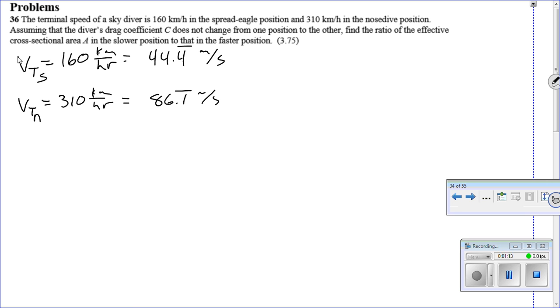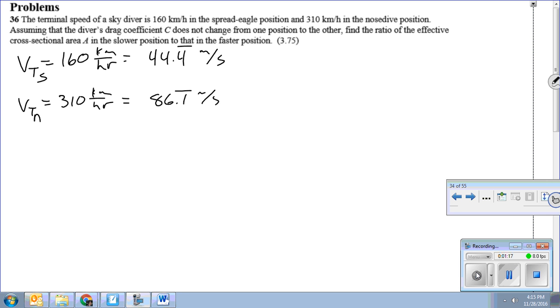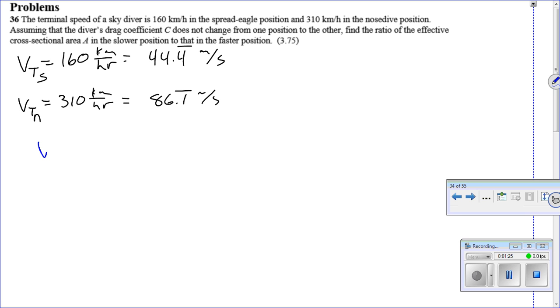So, all right, here's the deal. One of the equations that we learned in class was this. Sorry, I lost my pen for a second. The terminal velocity is equal to the square root of 2 times the force of gravity divided by that coefficient times the density of the fluid times the area.